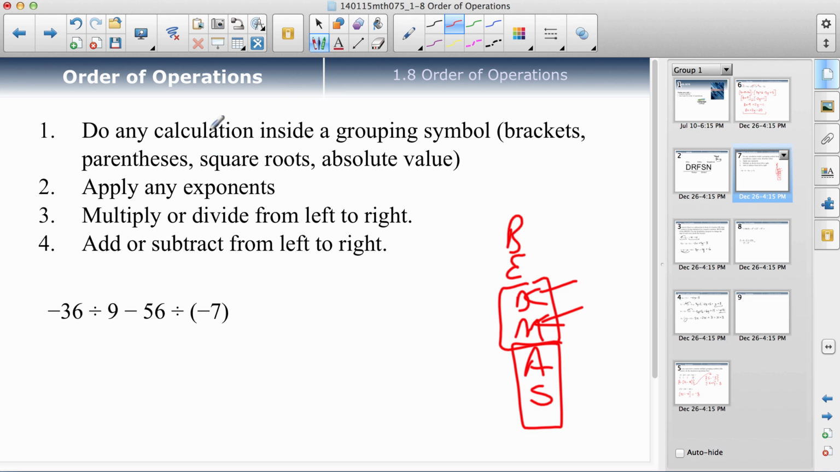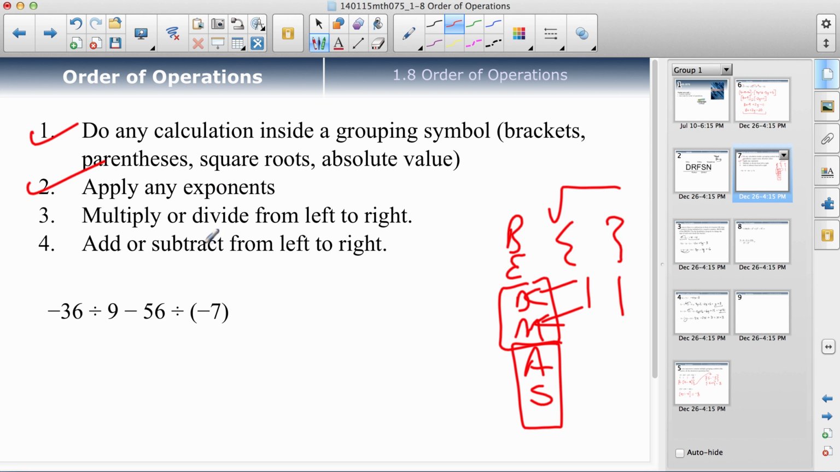They say do anything inside brackets, and really it's a grouping symbol because it could be brackets, it could be a square root symbol, it could be parentheses, it could be absolute value. Anything within a grouping symbol first, then apply any exponents, then do multiply or divide from left to right. Okay, so whichever comes first, then do add or subtract, whichever comes first. Let's try it here. Grouping symbols. There's no brackets. I guess there's brackets here, but there's nothing in there that I can do. So that step's done. Exponents, there aren't any.